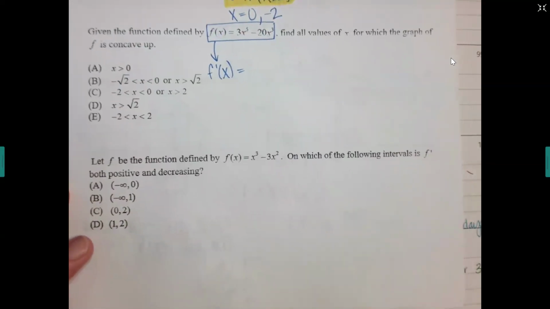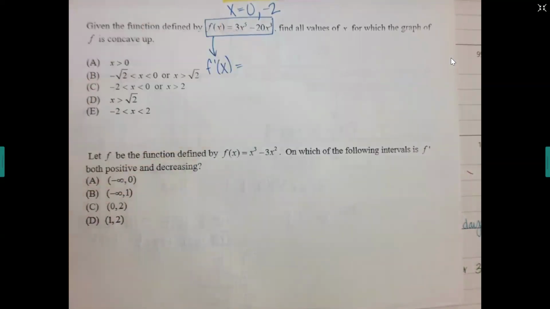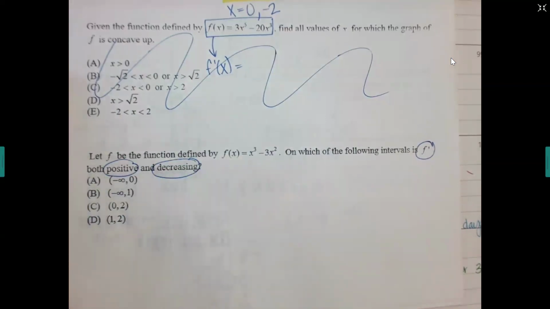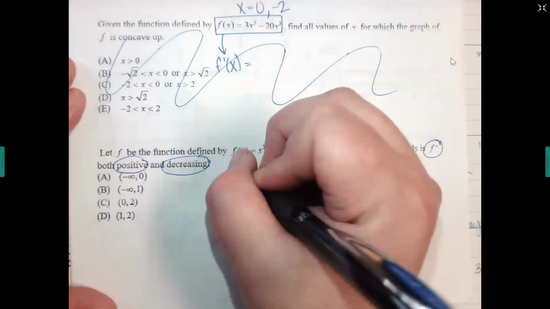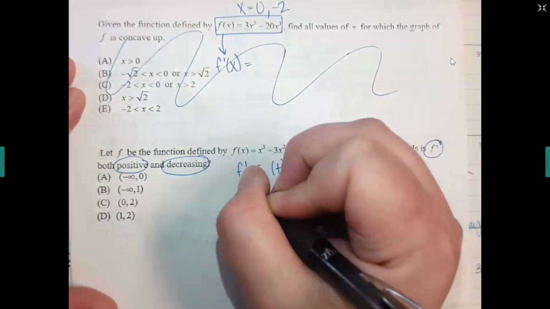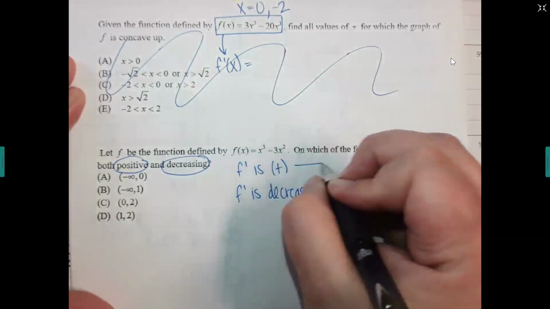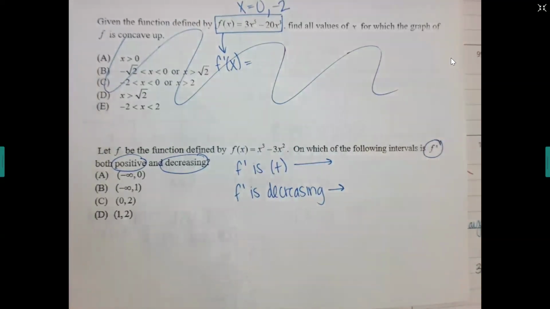So it says, on which of the following intervals, so we're skipping this one, is f prime positive and decreasing? So let's think about what that means. I want f prime to be positive, and I want f prime to be decreasing. If f prime is positive, is that a first derivative test or a second derivative test? First. And if I want f prime to be decreasing, that means f prime needs to have a negative slope. So that's actually a second derivative test.